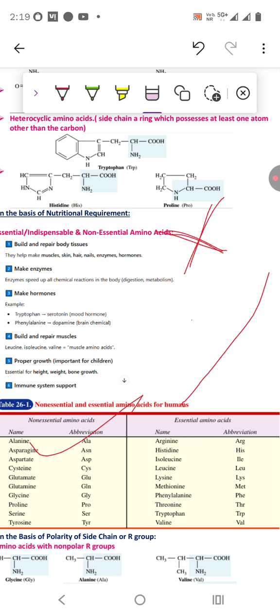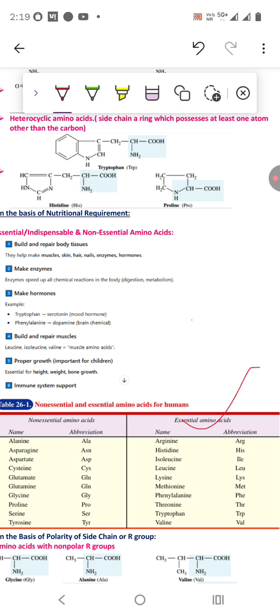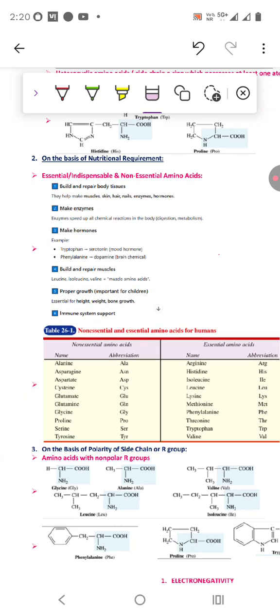Clear? So there are 10 essential amino acids and 10 non-essential amino acids. Non-essential are those that are synthesized by the human body, so you would not need them from diet. Essential refers to those not synthesized by your body, so you must get them from your diet. Clear?